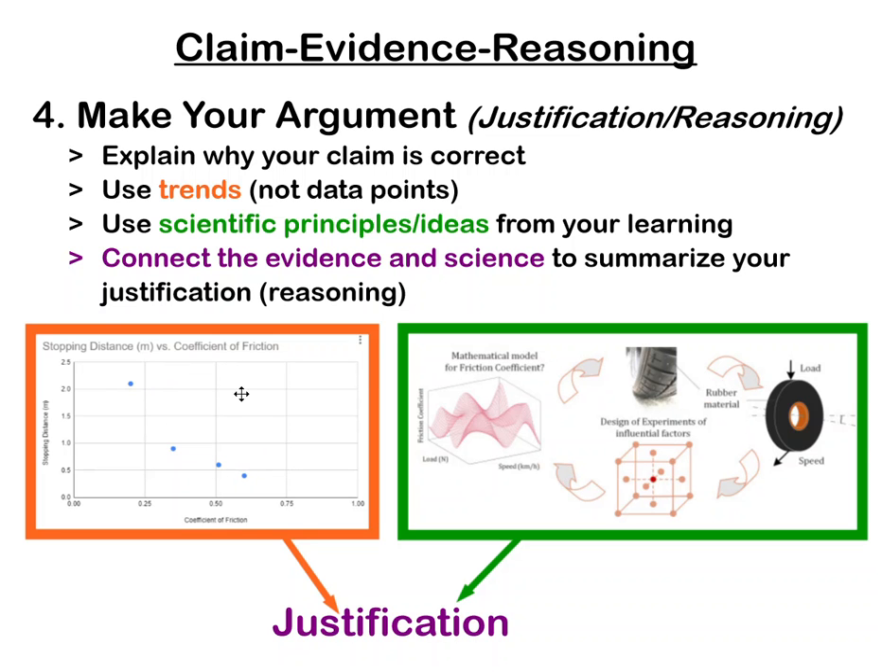Data alone isn't enough if we can't explain why the data is the way that it is. And to do that, we use scientific principles that have already been established. And we link these two. The connection or link between these two is our justification. So we justify our claim by not only using evidence, but also by using science.